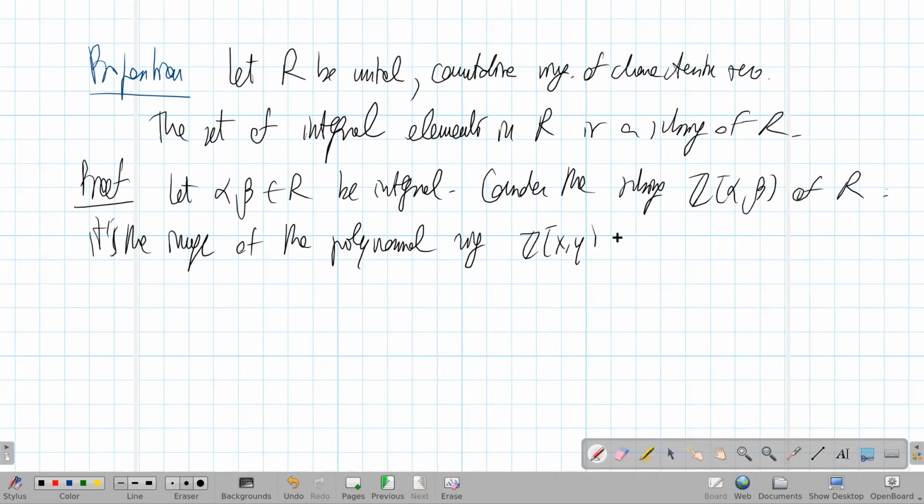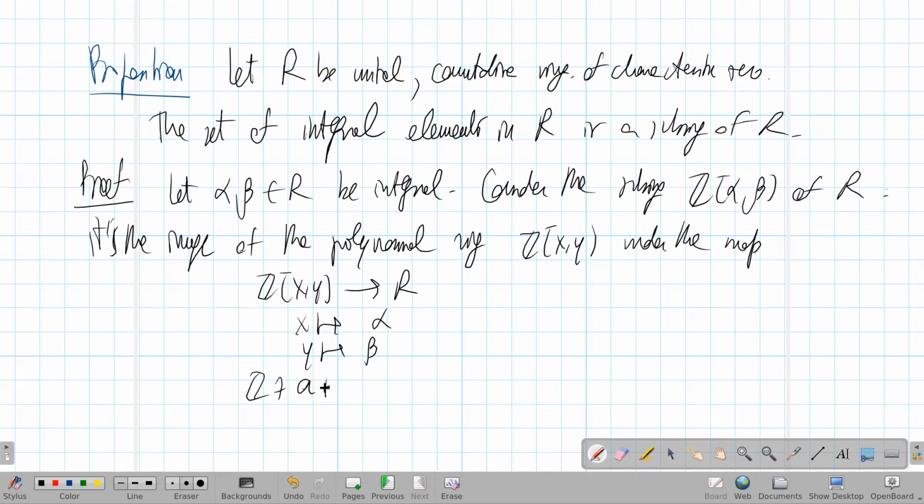Z[x,y] under the map which is completely defined by, so Z[x,y] to R, which sends x to alpha, y to beta, and an integer, say a, to itself, okay? So it's just the image of its evaluation in alpha, beta, okay? I mean, in the case of univariate polynomials, polynomials in one variable, we had a similar result, that there is a unique morphism of rings.